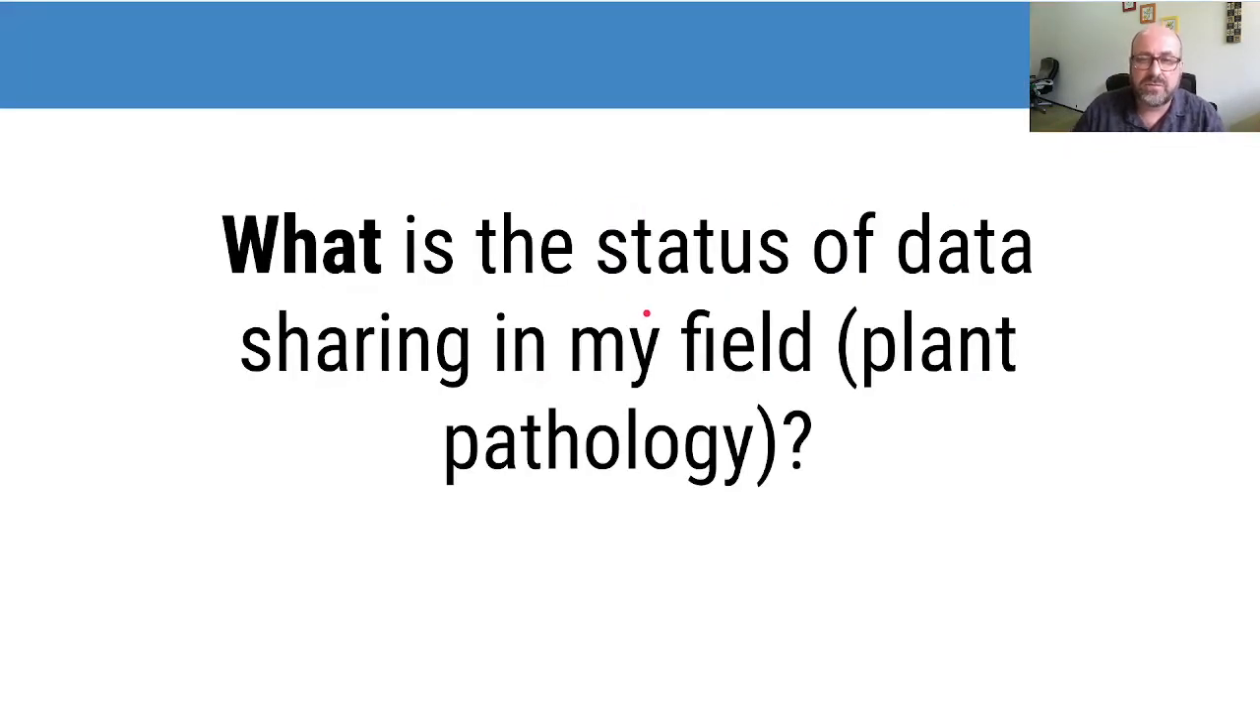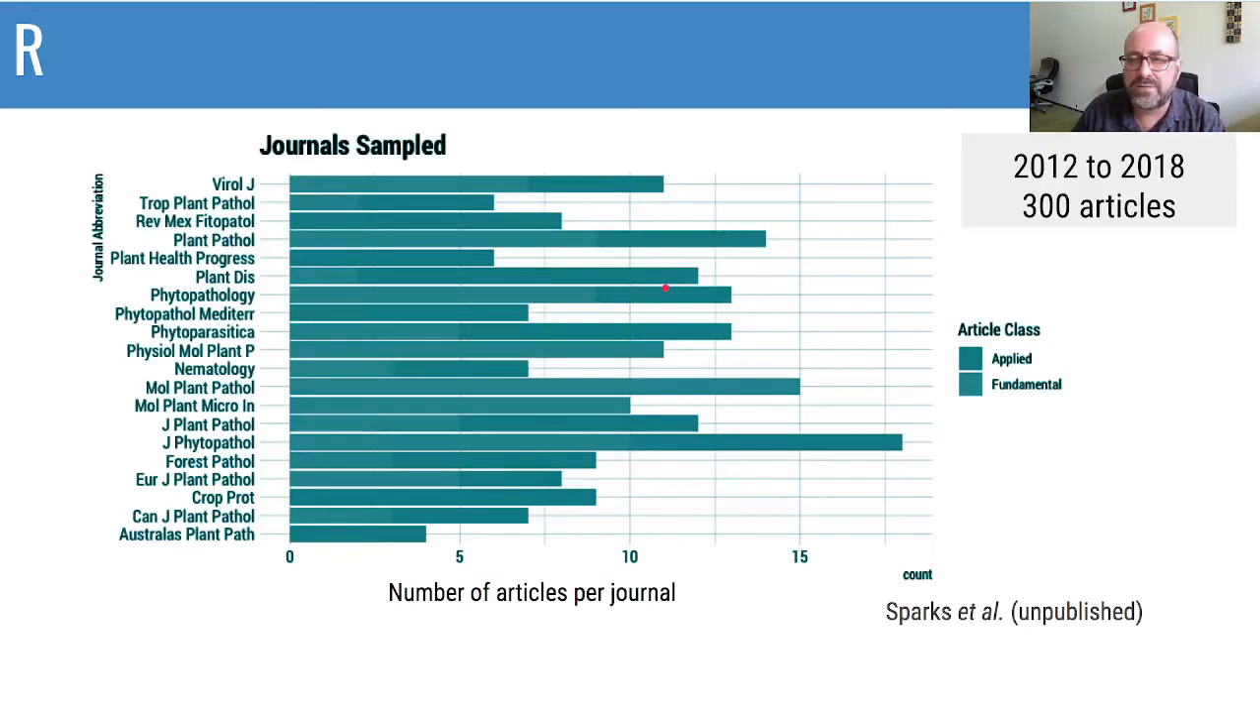What is the status of data sharing in my field? I brought some information. I think that would apply to entomology as well. We collected a lot of data from different journals in a series of years, from 2012 to 2018. We screened 300 articles and checked whether the articles were sharing the data or not. And this is the number of journals classified as applied or more fundamental.